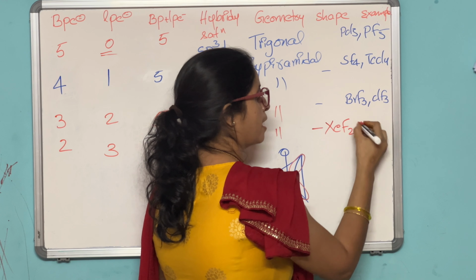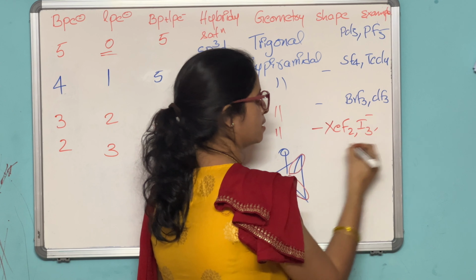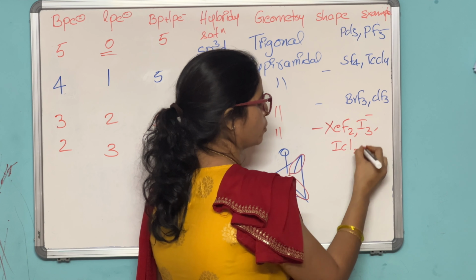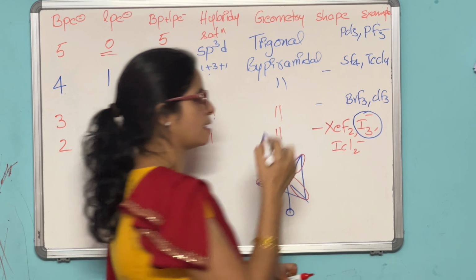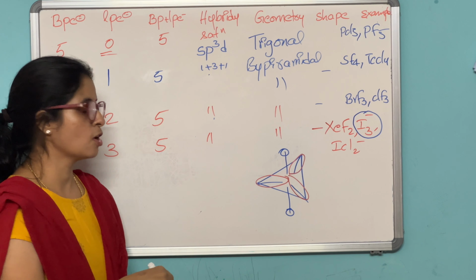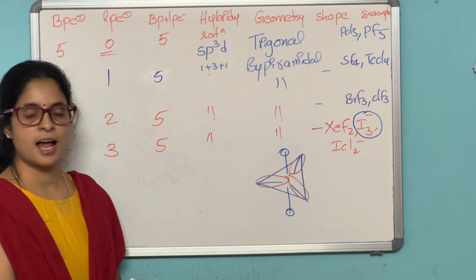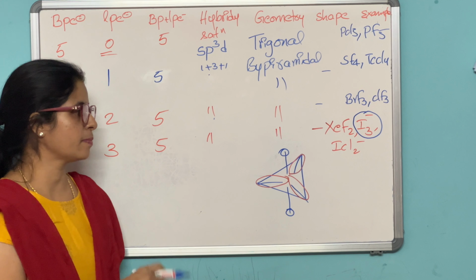XeF2, I3 minus, ICl2 minus. Among these, I3 minus has been asked many times. What is the hybridization and the shape of I3 minus?